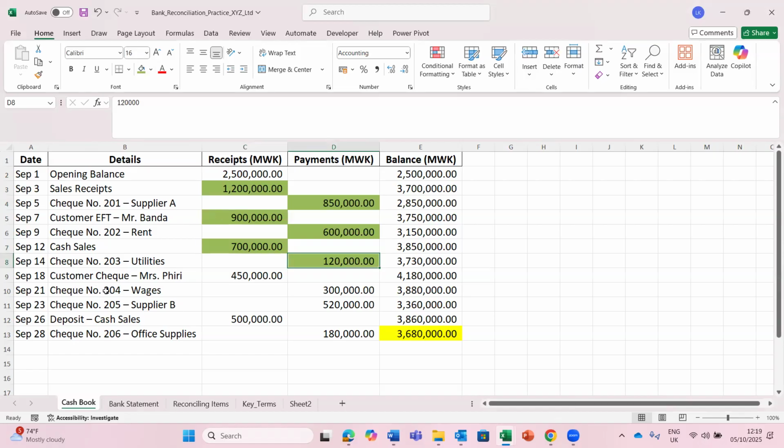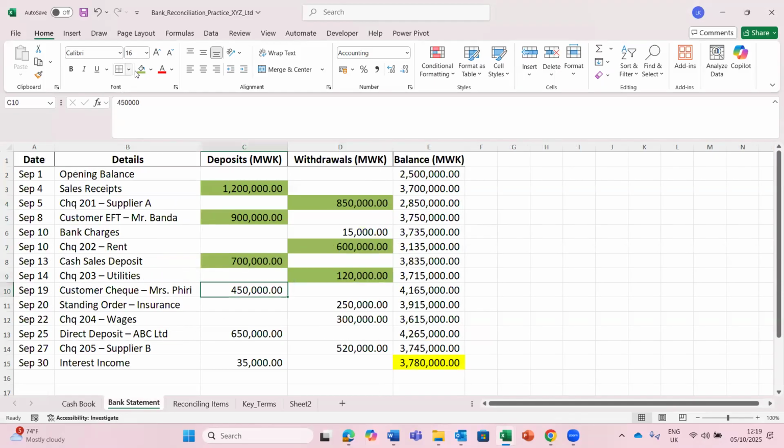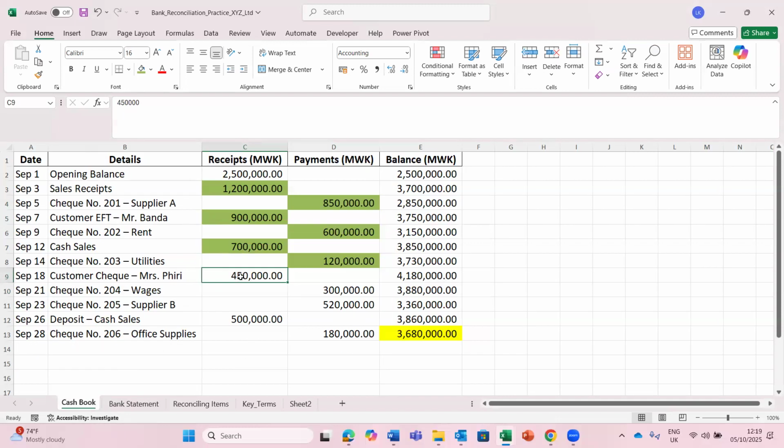And then we have customer check, Mrs. Piri, 450,000. Here what do we have? Yes, 450,000. Okay, we have deposits, and there we have receipts, 450,000. We have check 204, 300,000. Let's see here.